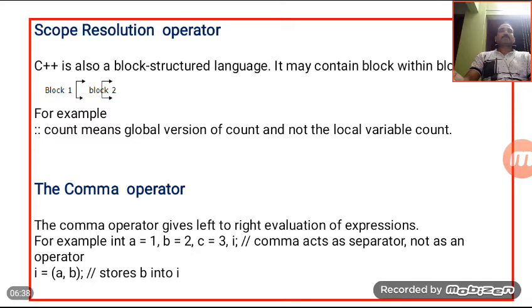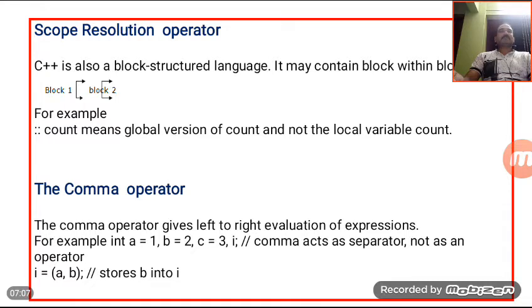Next operator is comma operator. The comma operator gives left to right evaluation of expression. When the set of expressions has to be evaluated for a value, only the rightmost expression is considered. For example, int a = 1, b = 2, c = 3, i. In this example, comma acts as a separator, not as an operator.